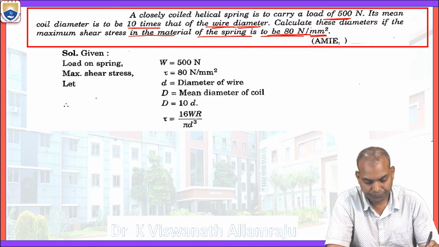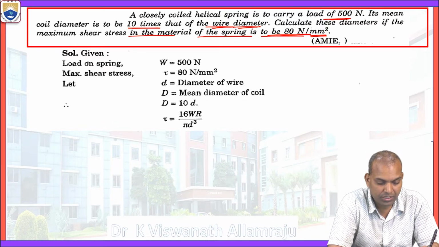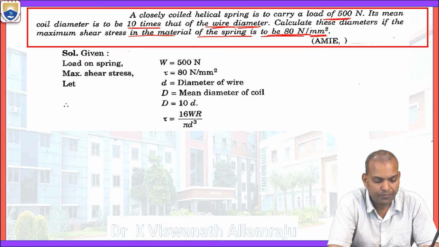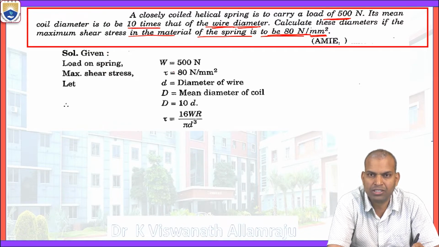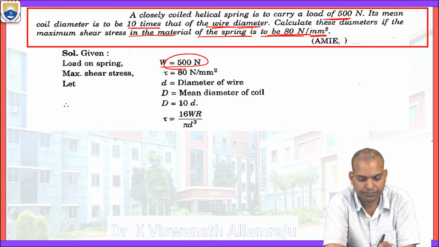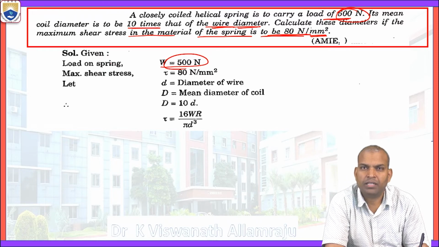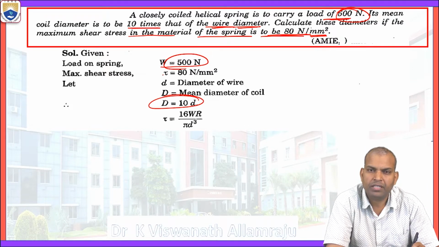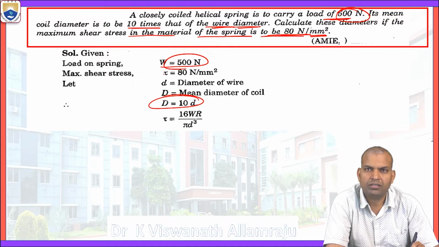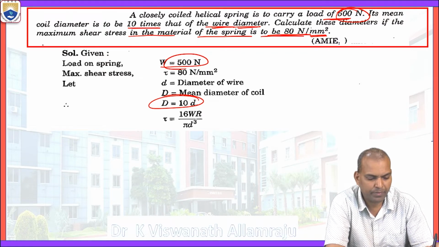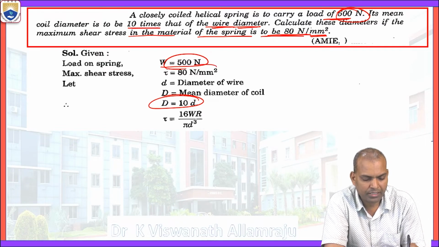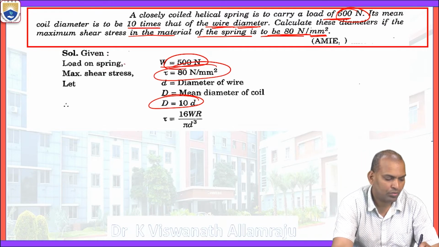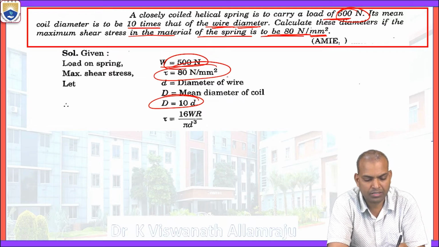Now here, what is the data given to solve the problem? The load on the spring, that is the axial load, is 500 newtons. The next one is the mean coil diameter, capital D equal to 10 times the diameter of the wire, 10 times d. And one more parameter is given here, the maximum shear stress, that is tau equal to 80 Newton per square millimeter.